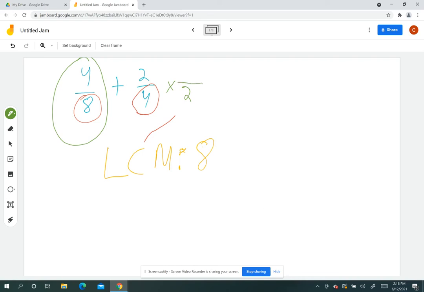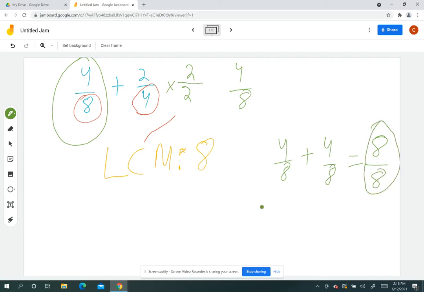And what I do at the bottom, I have to do to the top. So 2 times 2, 4. 4 times 2, 8. I now have 4 over 8 plus 4 over 8. And now I just add across. 4 plus 4, 8. And then obviously I don't add my denominators. So I have 8 over 8, or we can simplify that to 1.